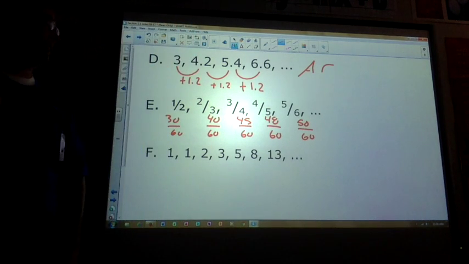Pretty much guaranteed that this is not arithmetic. Is it geometric though? Might not be either of them.